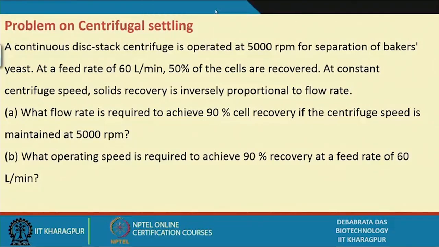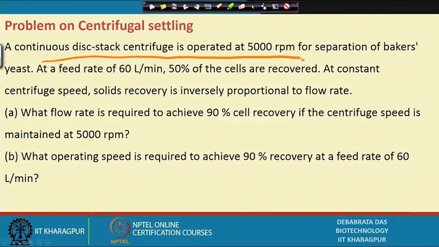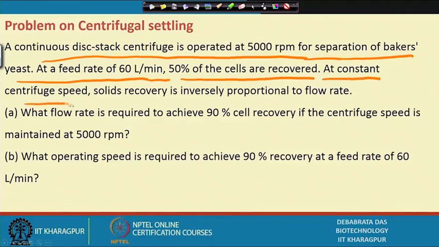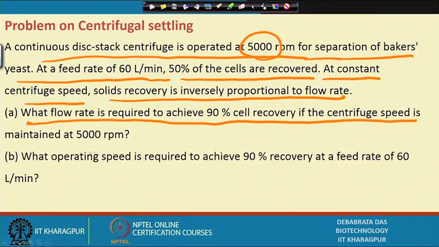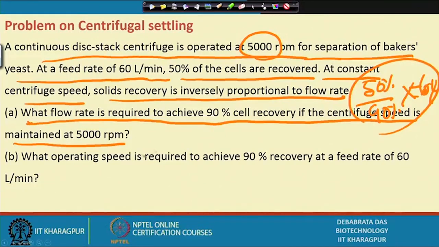Now, we have a simple problem here. A continuous disk stack centrifuge is operated at 5000 rpm for separation of baker's yeast at a feed rate of 60 liters per minute. 50% of the cells were recovered. If the centrifuge speed is constant, at 5000 rpm, the solid recovery is inversely proportional to the flow rate. What flow rate is required to achieve 90% cell recovery if the speed is maintained at 5000 rpm? Since it is inversely proportional, I can write 50% by 90%, multiplied by the flow rate of 60 liters per minute. Then you can find the flow rate required to get 90% separation of the cells.